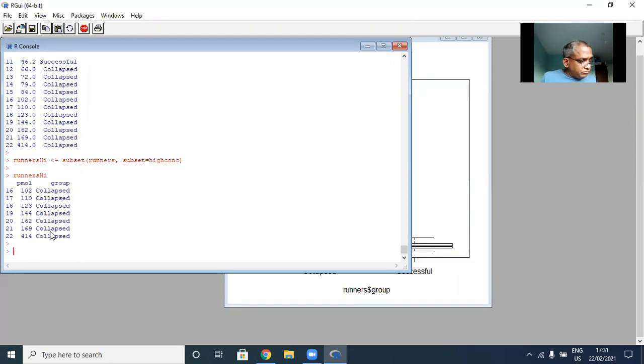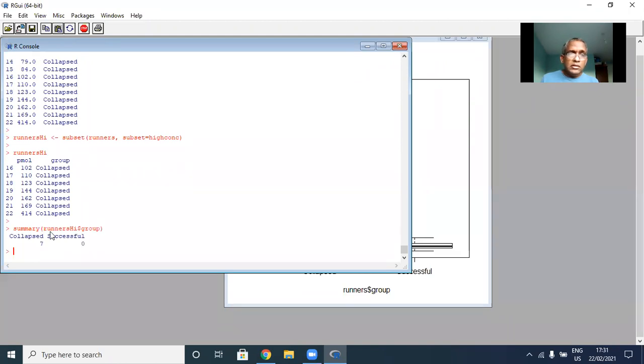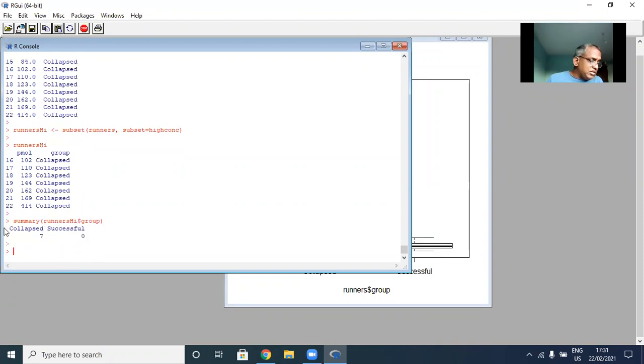All right, now, you should do a summary of this, okay? Right, this is what you get. You see, all of these seven runners have collapsed, and none of them were successful. Right? So for this reason, because none of them were successful, we don't need to have this level. There's no need for us to have this level because all of them collapsed.